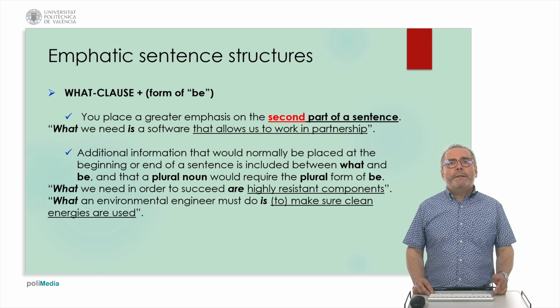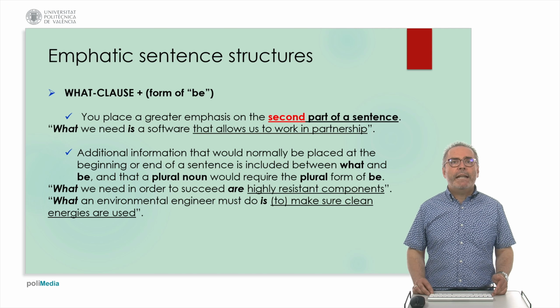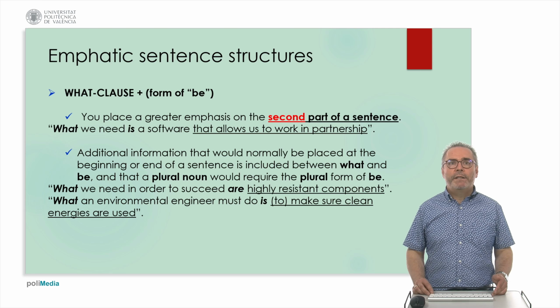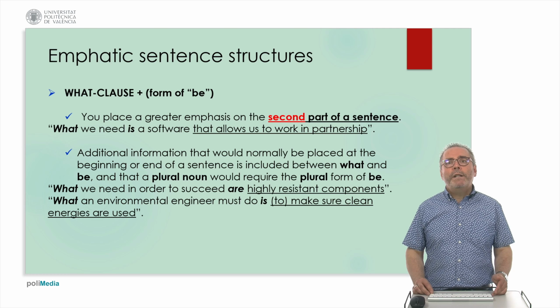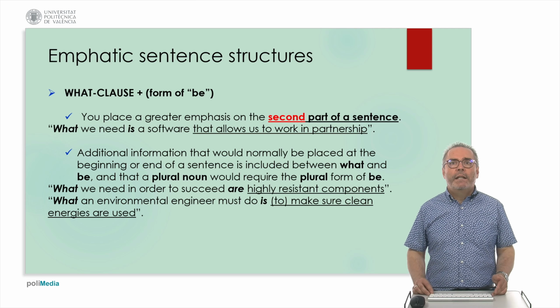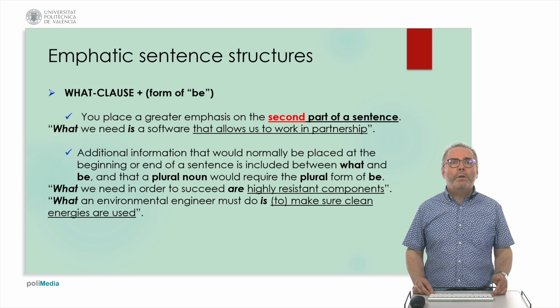And the other typical sentence structure is a what clause plus a form of the verb to be. In this case, you place a greater emphasis on the second part of a sentence. For example, what we need is a software that allows us to work in partnership. Some additional information that would normally be located at the beginning or at the end of a sentence is included between what and the verb to be.